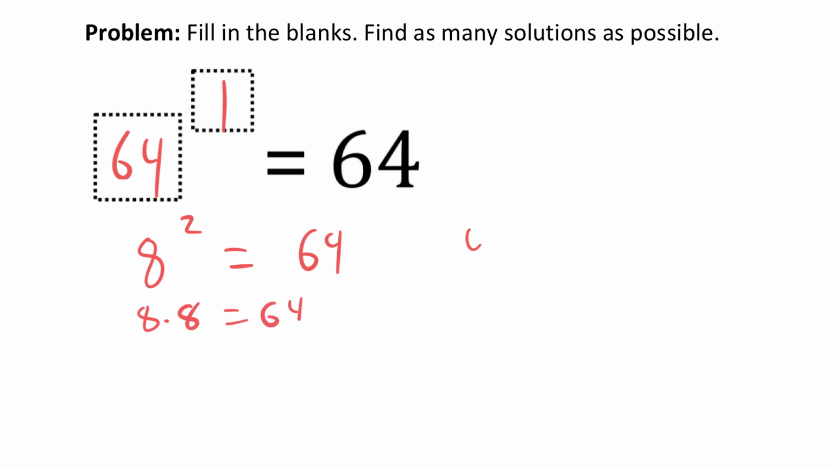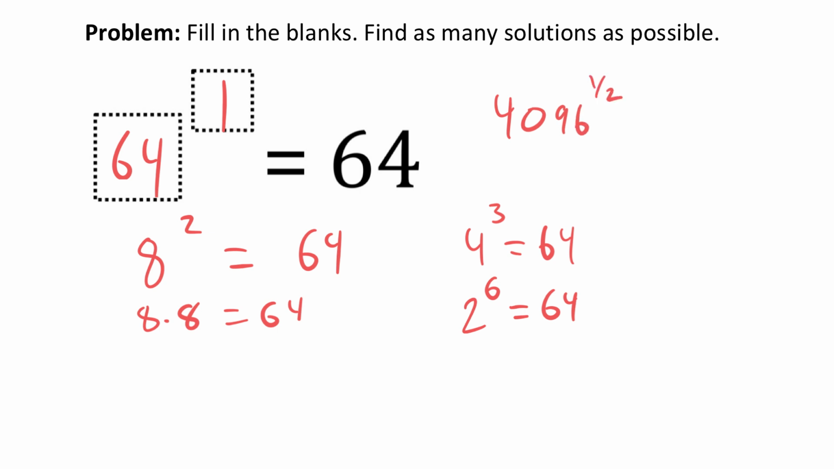If we were going to try a smaller number, maybe 4, we could do 4 to the power of 3. That will also give us 64. If we did 2 to the power of 6 with a bit of guess and check, that would also equal 64. And there's one more answer that I've seen students come up with, 4,096, if we actually put that to the power of 1/2. Remember, 1/2 means the square root written as an exponent. That will also give us 64.